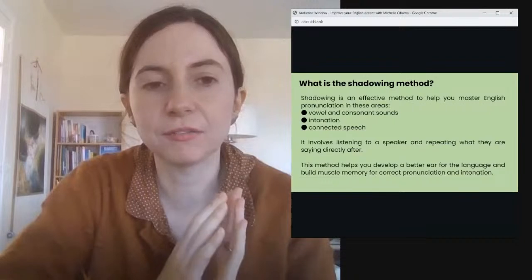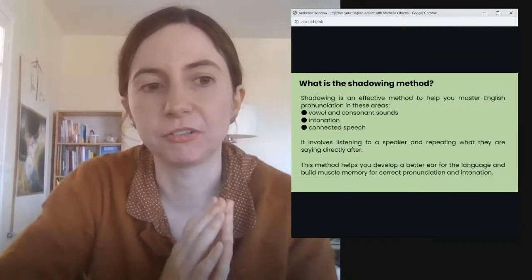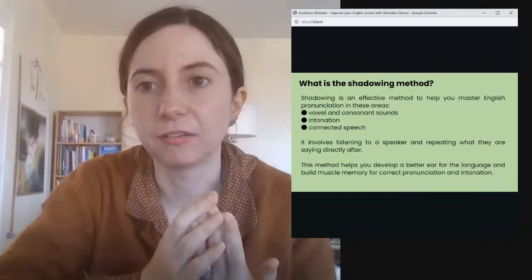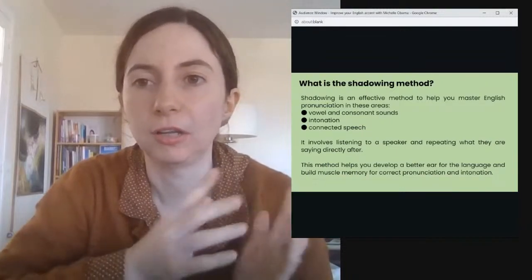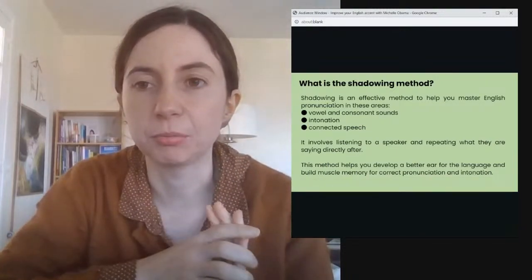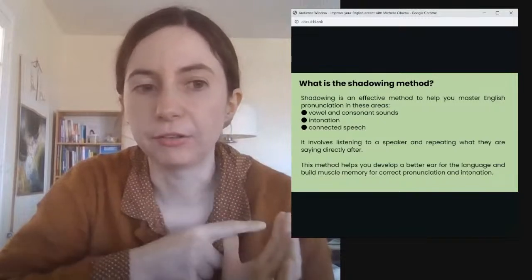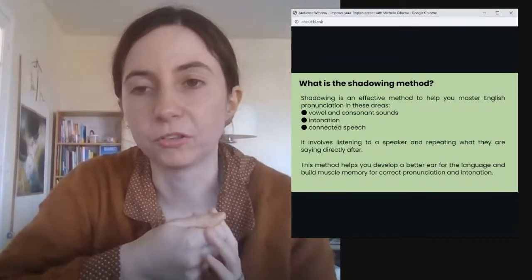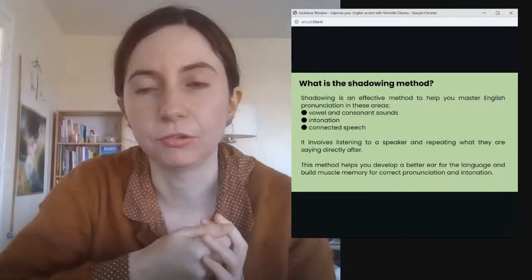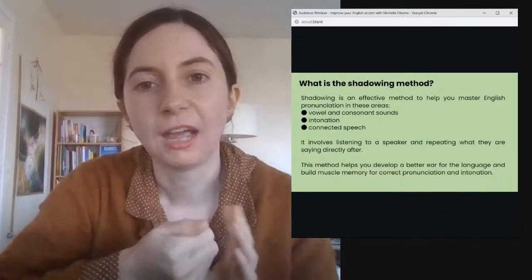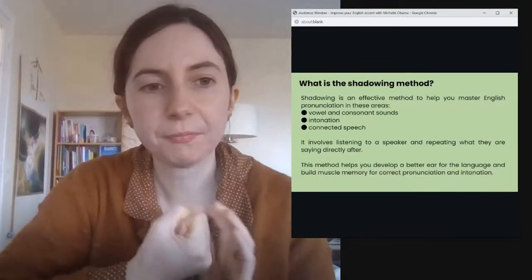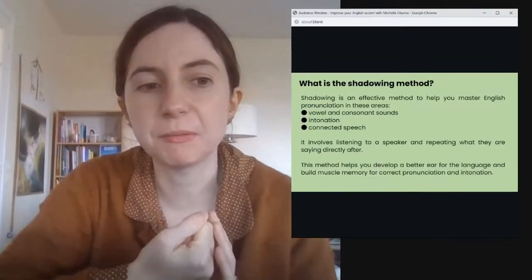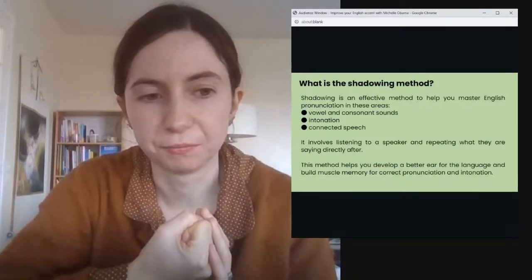So shadowing is a very effective method to help you master English pronunciation in these areas, which are some of the main focus points for English pronunciation to help you improve your accent. We have the vowel and consonant sounds, intonation, also word and sentence stress, that's kind of linked to intonation, and connected speech. And it involves listening to a speaker and repeating what they're saying directly after.